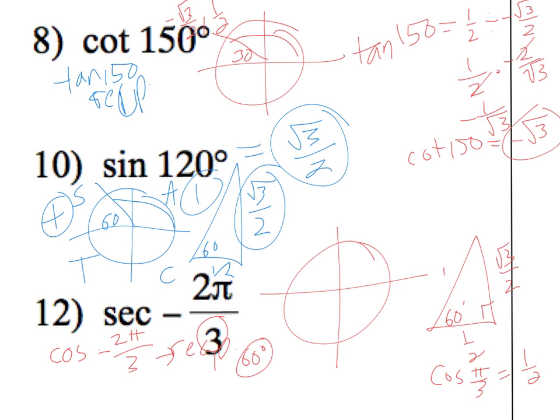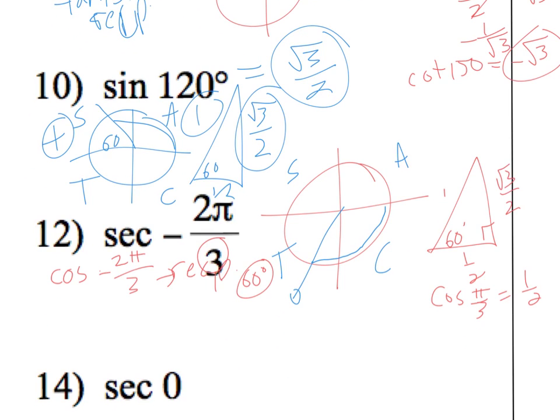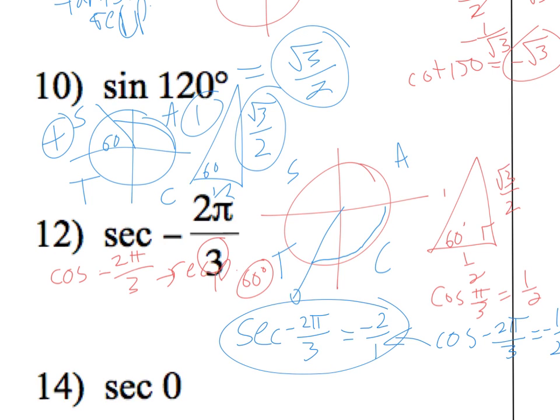Okay, let's figure out if this is positive or negative. So we're looking at negative 2 pi over 3. Well, there's pi over 3. 2 pi over 3 is here. And we know that in this quadrant, only tangent is positive because we're dividing two negatives. Therefore, secant would be negative. So the cosine rather, of negative 2 pi over 3 is negative 1/2. And that means that the secant of negative 2 pi over 3 is equal to negative 2 over 1, or negative 2.